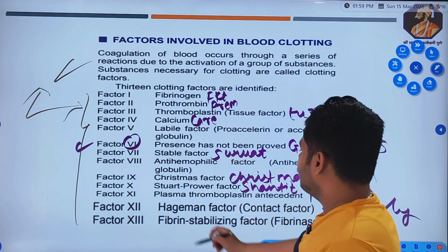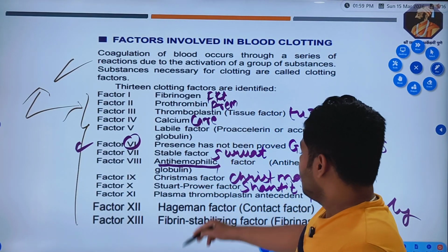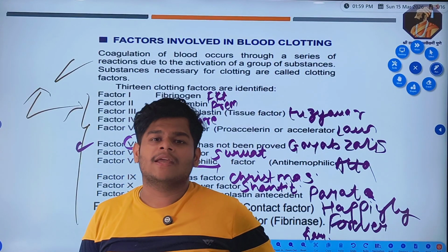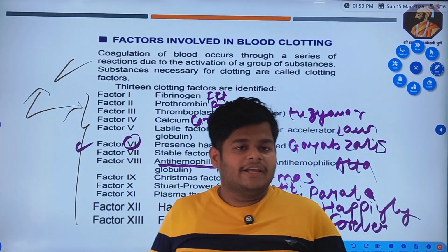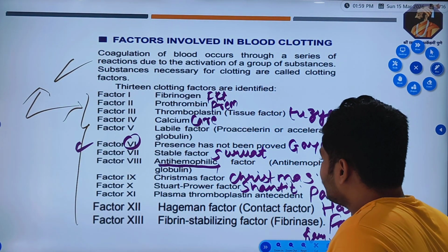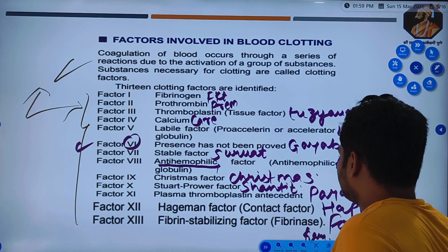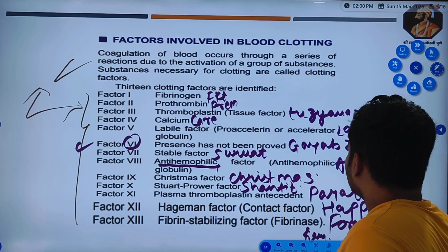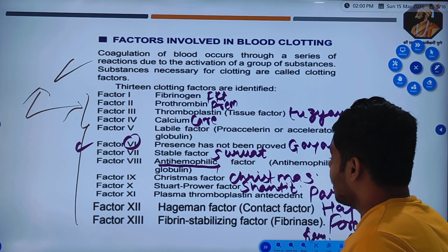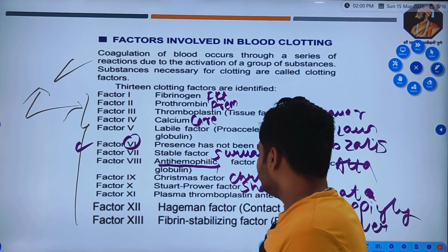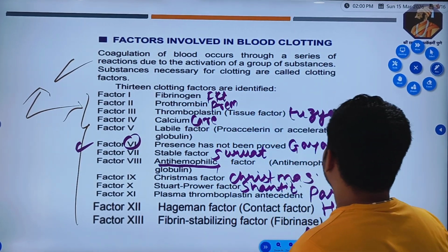Factor 8 is an anti-hemophilic factor, which you have learned in our earlier classes in your genetics chapter. Hemophilia is a disease, right? It is a genetic disorder. Factor 9 is the Christmas factor. Factor 10 is the Stuart-Prower factor. Factor 11 is the plasma thromboplastin antecedent factor. Factor 12 is the Hageman factor. And factor 13 is the fibrin stabilizing factor.